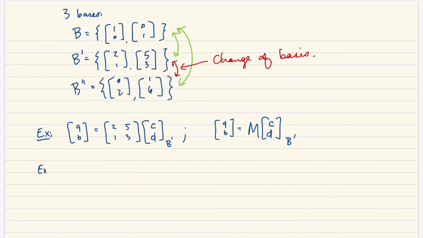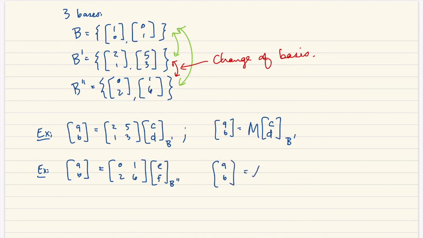And likewise, if we had AB, our other basis was 0, 2, 1, 6. That was our matrix, with the vectors 0, 2 and 1, 6 as our columns. And what I want to do is write this as E and F relative to the basis B double prime. Let's call that matrix A. So AB is equal to A times EF relative to the basis B double prime.